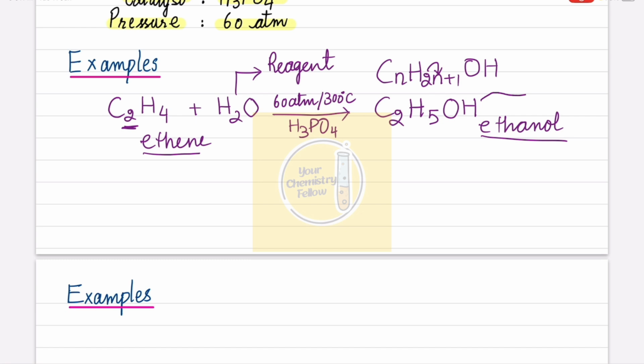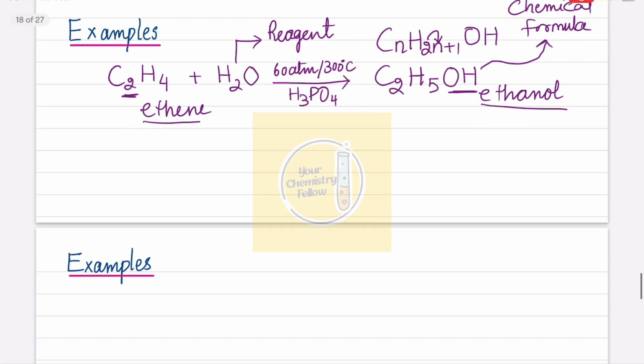It is always recommended to write down the chemical formula in the equation. This is the chemical formula for ethanol. What is the chemical formula? It represents the type of elements present in the compound as well as the functional group present in it. So it will be easier to identify what type of compound is formed as the product during the reaction.